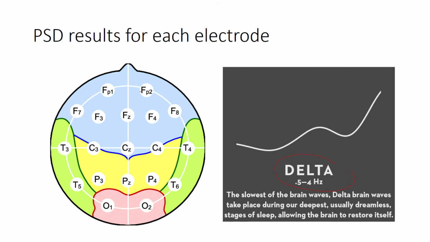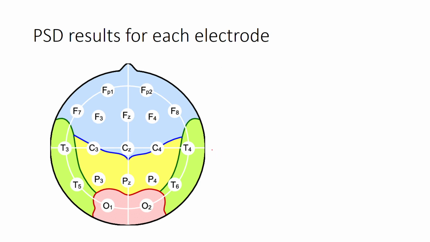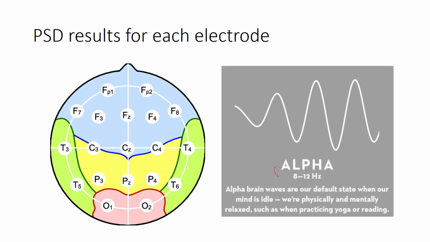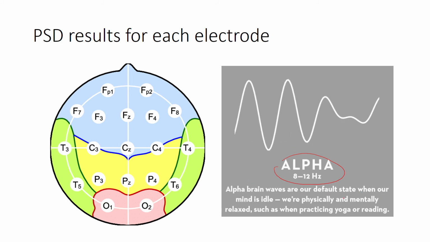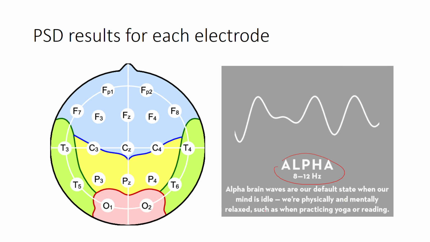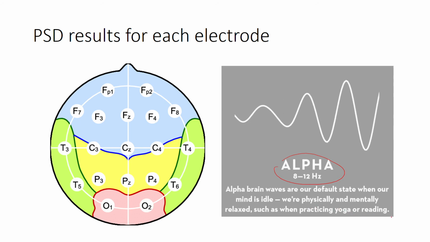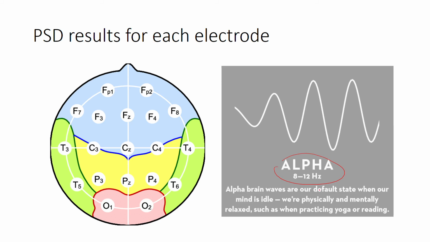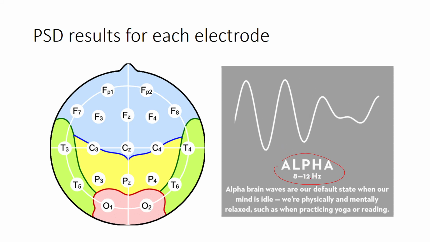Okay, so you need to identify which electrodes work with high delta, or maybe you need to identify alpha. Alpha is the default state when your mind is idle, when you're relaxed, when you close the eyes, when you're practicing yoga, or maybe when you are reading. In general, when you're relaxed, alpha becomes higher than beta or theta.